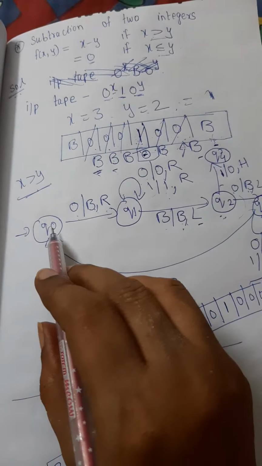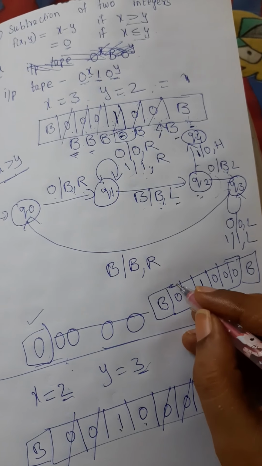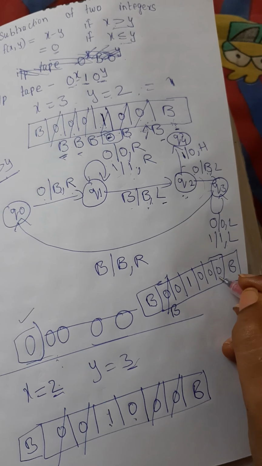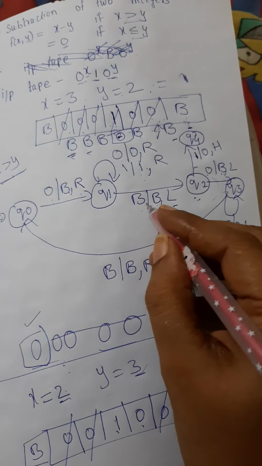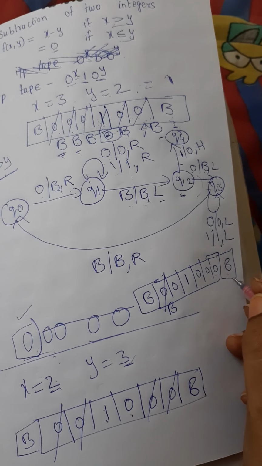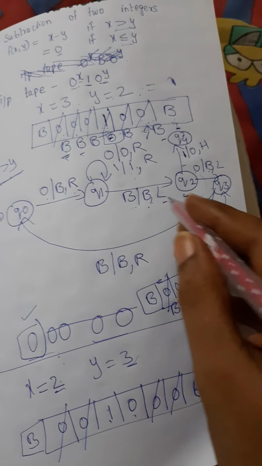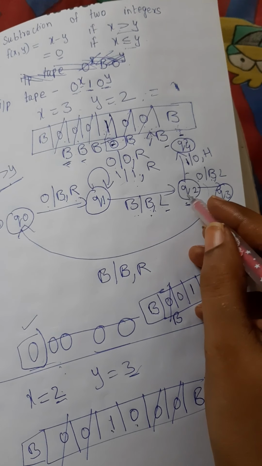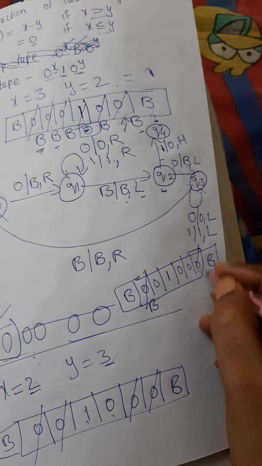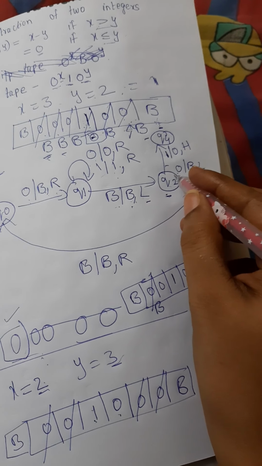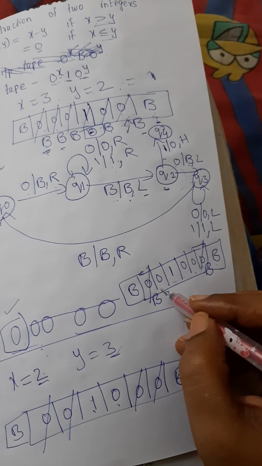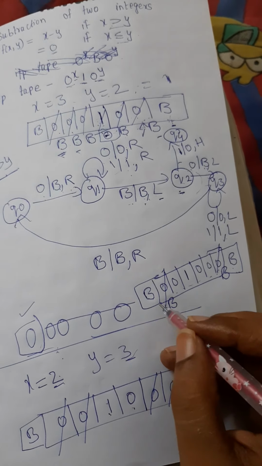Okay, now let us start. Now this 0 you are making blank, and all the zeros you are skipping, and you are coming to the blank. You are in the state Q2. Now this blank you have, now move left. You are moving left and you are coming to the Q2 state. Now this 0 you are making blank, and again you are moving left. So you are moving left and all the zeros and ones you are skipping. Again you are getting blank.